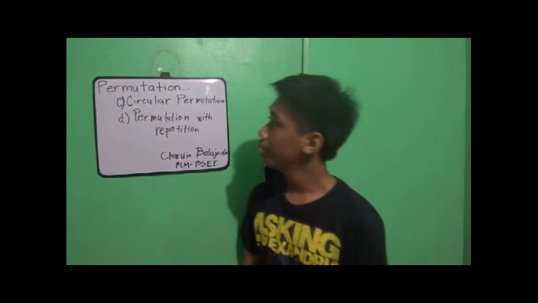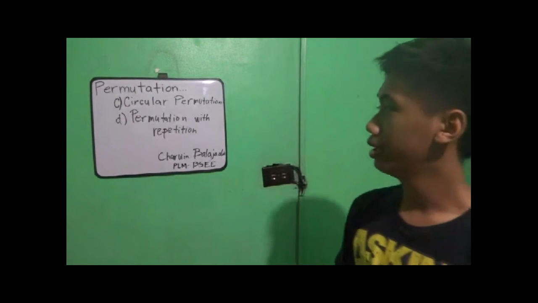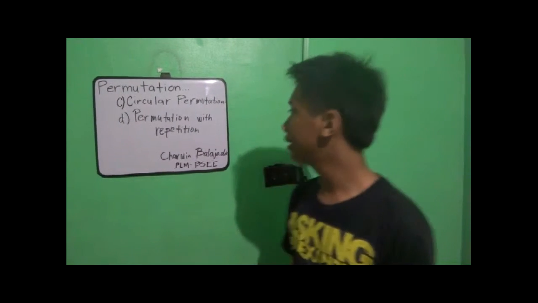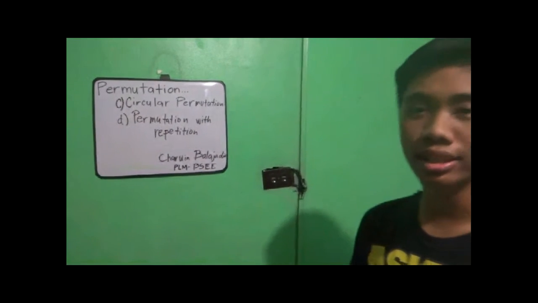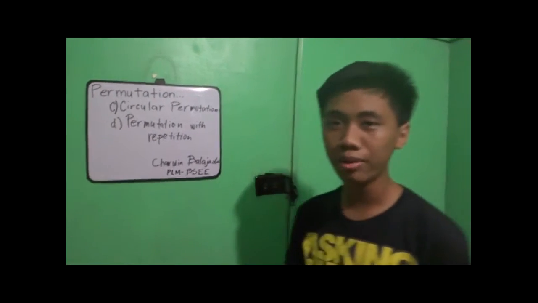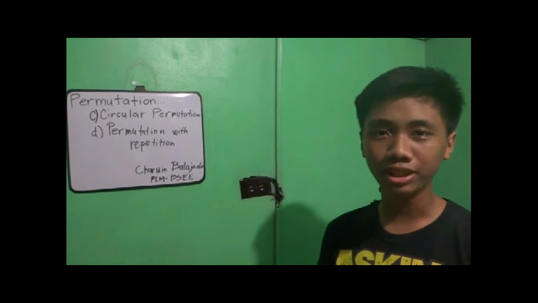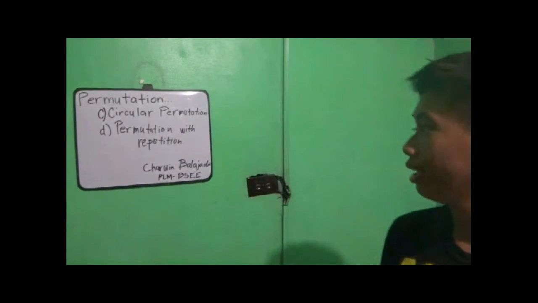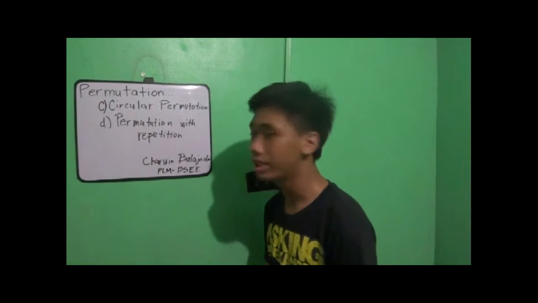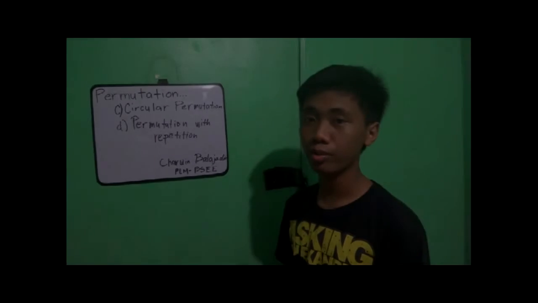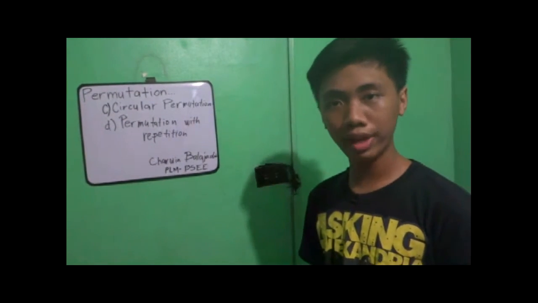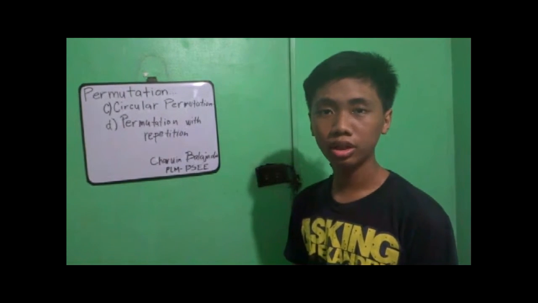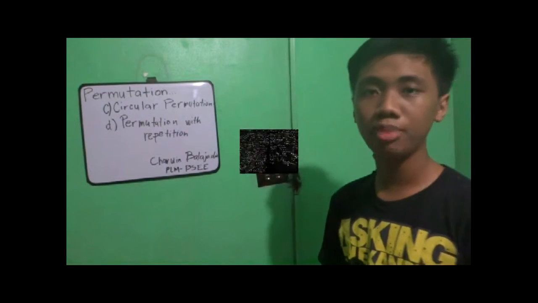In addition, for the topic permutation, number 1, circular permutation. Suppose the letters A, B, and C are to be arranged in a circular way. The starting point of the circle can be arbitrarily chosen to be fixed. Number 2, permutation with repetition. Consider the case when the objects to be arranged are not all distinct. Suppose the letters A and B are to be arranged.